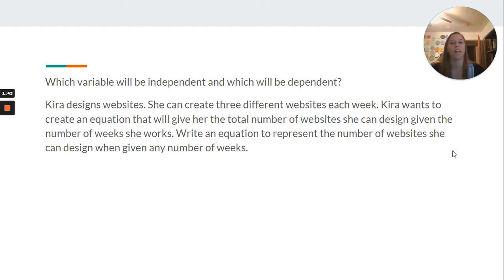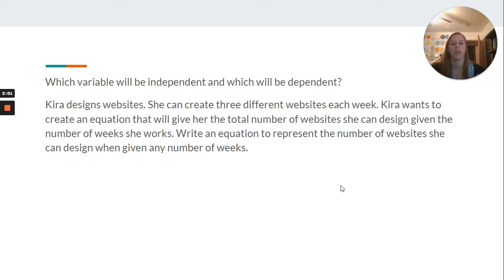Okay, which variable will be independent, which will be dependent? Kira designs websites. She can create 3 different websites each week. Kira wants to create an equation that will give her the total number of websites she can design given the number of weeks she works. Write an equation to represent the number of websites she can design when given any number of weeks.